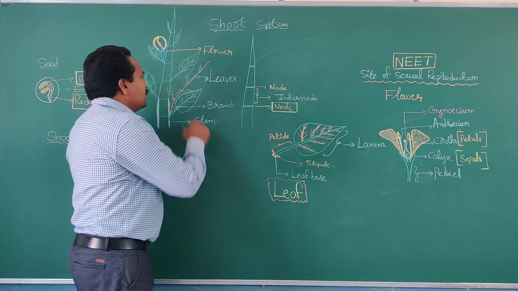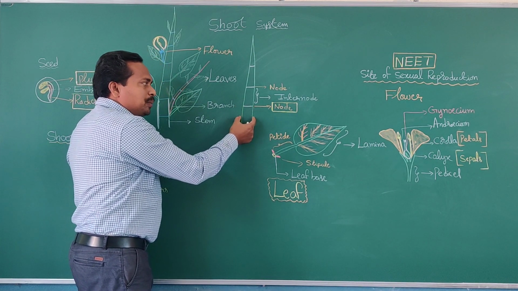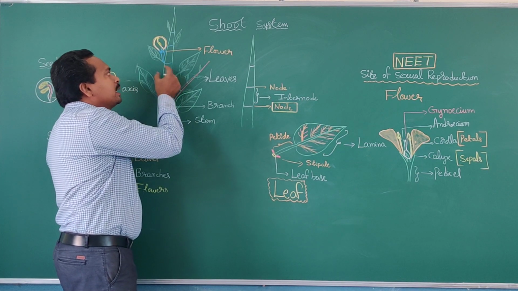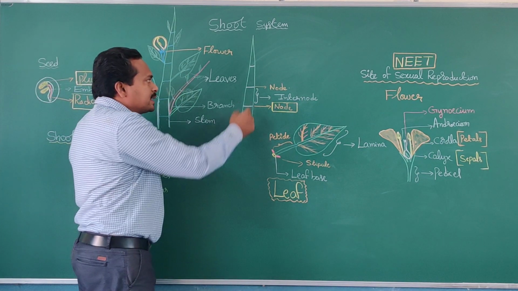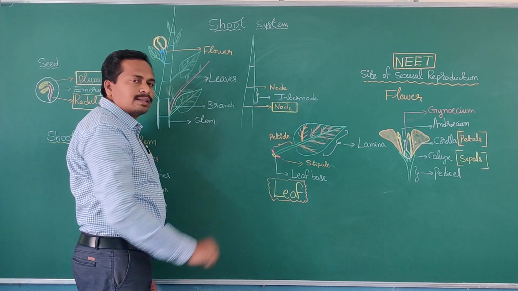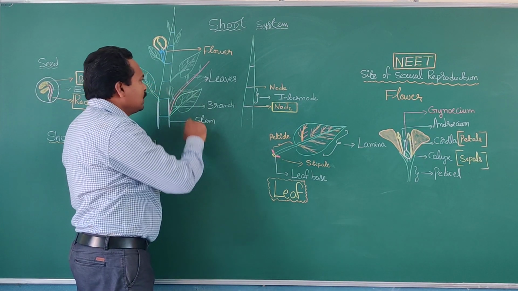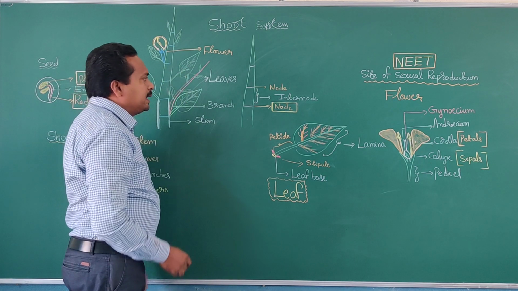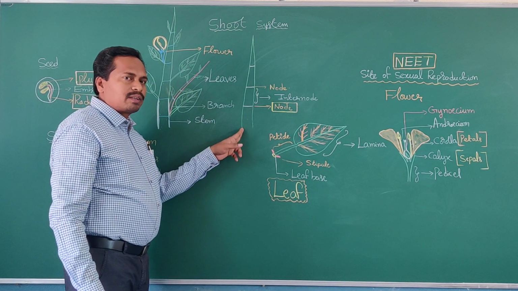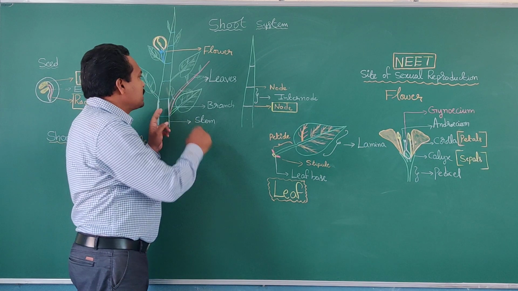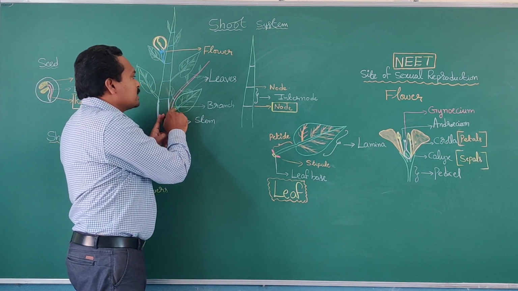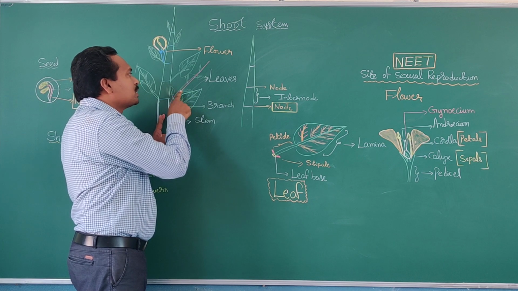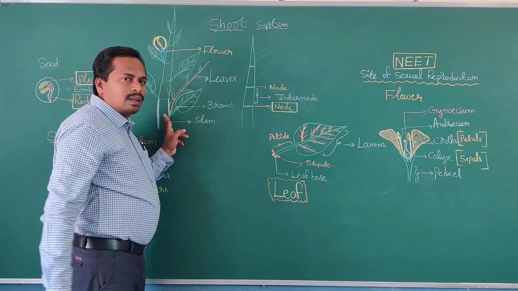The older stem appears brown in color, whereas the younger stem appears green in color. The younger stem performs the photosynthesis process. This is about the stem. What are the other functions of the stem? The stem provides food materials and water to the branches and flowers.